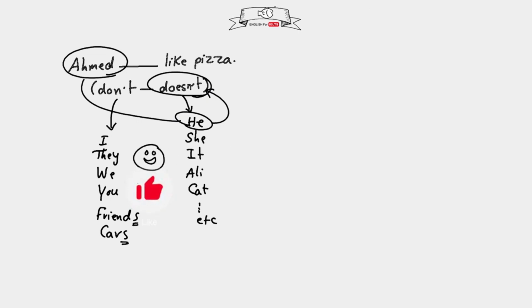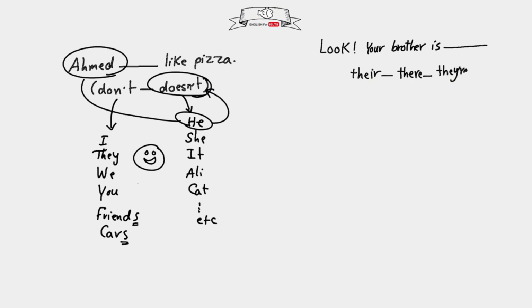Easy and simple. Look, your brother is there, their, they're. They all have the same pronunciation, but different meanings. And to answer this question, you need to know the difference between all of them. So keep watching. Look at these boys and look at the ball with them. It belongs to them. Like they have the ball, right?